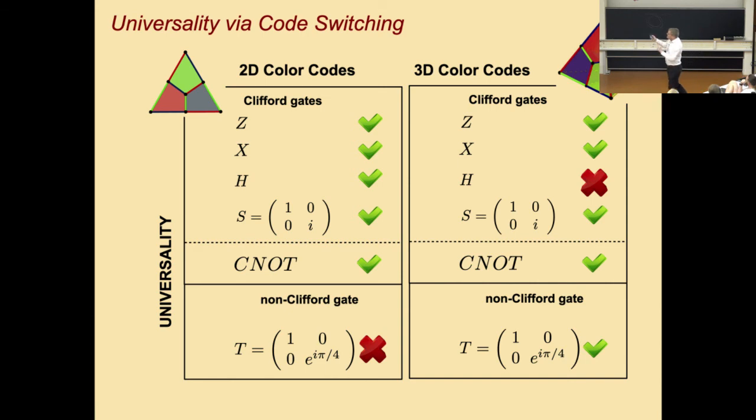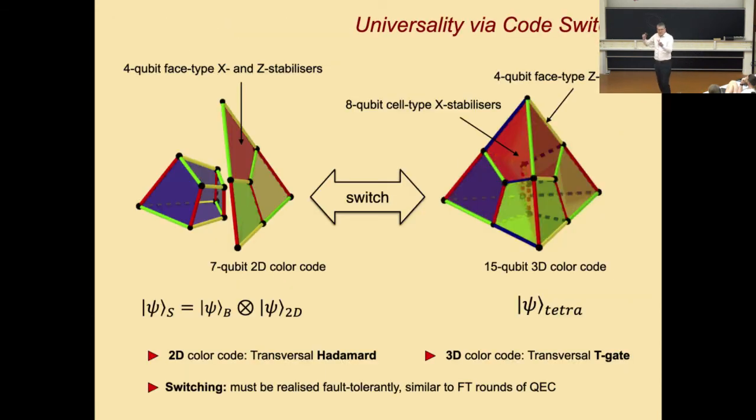But then the idea is that one can take the best of both codes. So what one does, whenever one has a Hadamard, one works in one code where this can be done easily transversally, and then switches in a fault-tolerant way by deforming this into the other code. In that code, a T-gate can be done transversally, and then one goes back and forth. And this is a way of how one can get universality without the need of magic state injection.